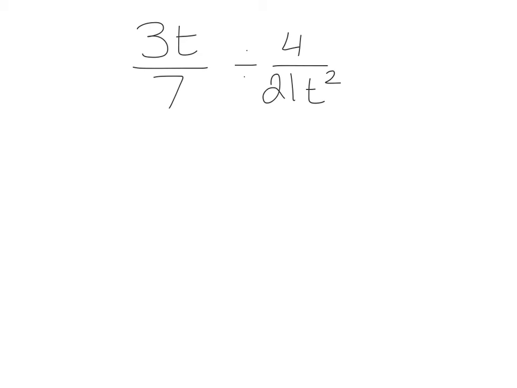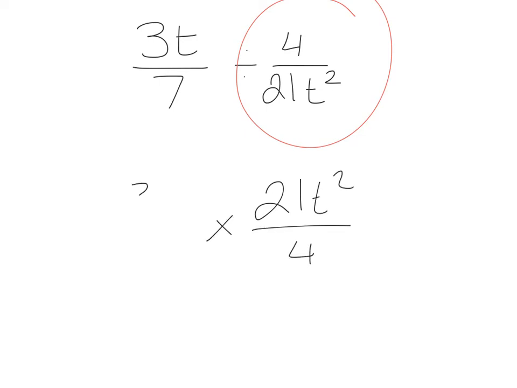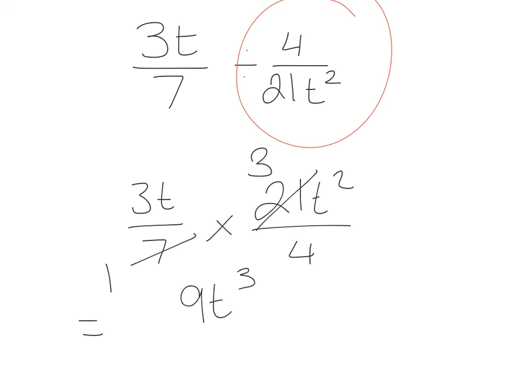Okay, let's make this a bit more tricky. 3t over 7 divided by 4 over 21t squared. Again, this fraction, I'm going to make my inverse. So 21t squared over 4. Then I'm multiplying 3t over 7. Okay, and then now I can cancel. 7 will go into 7 once, and it will go into 21 3 times. So I now have 3t times 3t squared for my top line. So I have 9t cubed, and then 4 times 1, which is 4.